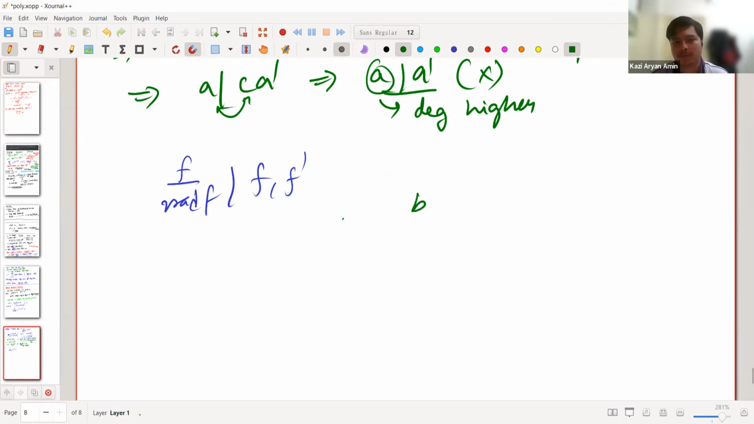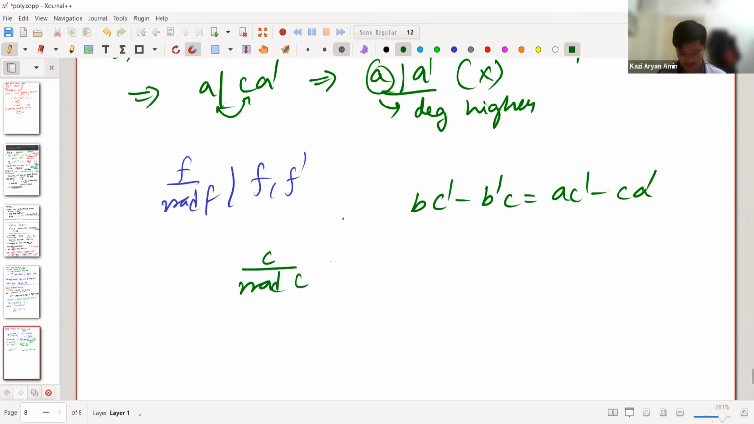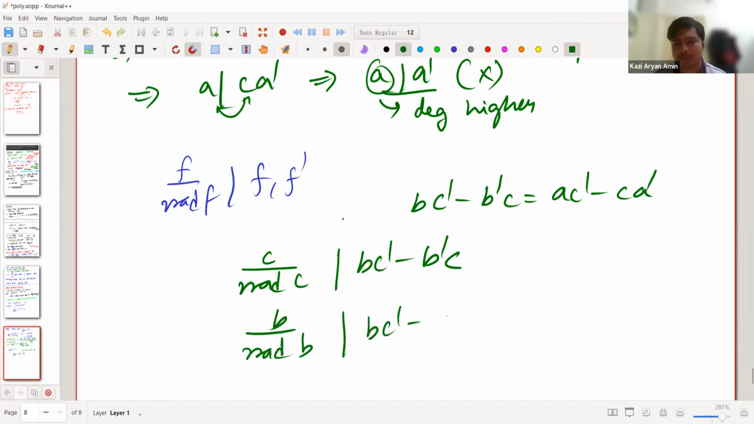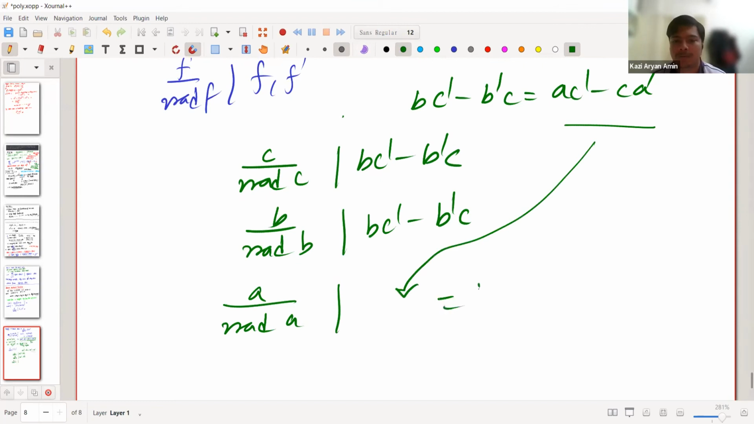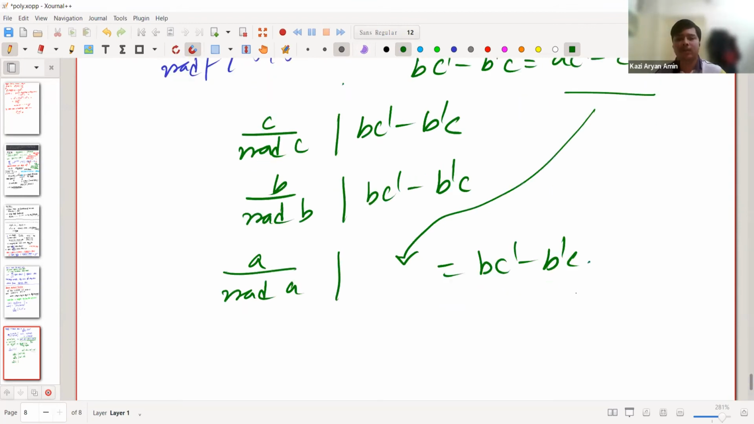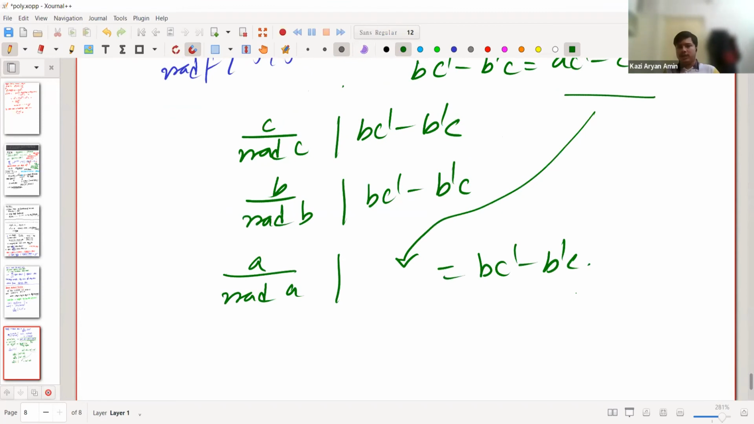Using this, suppose you want to focus on bc dash minus b dash c. We can write that c by rad c divides bc dash minus b dash c. You can also write b by rad b divides bc dash minus b dash c for the same reason, and a by rad a divides this thing, that is ac dash minus ca dash, which is also basically equal to bc dash minus b dash c, right?